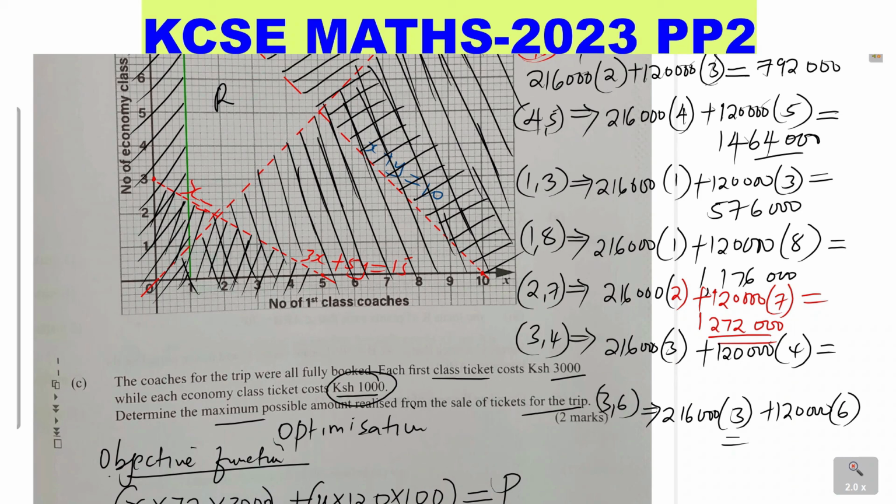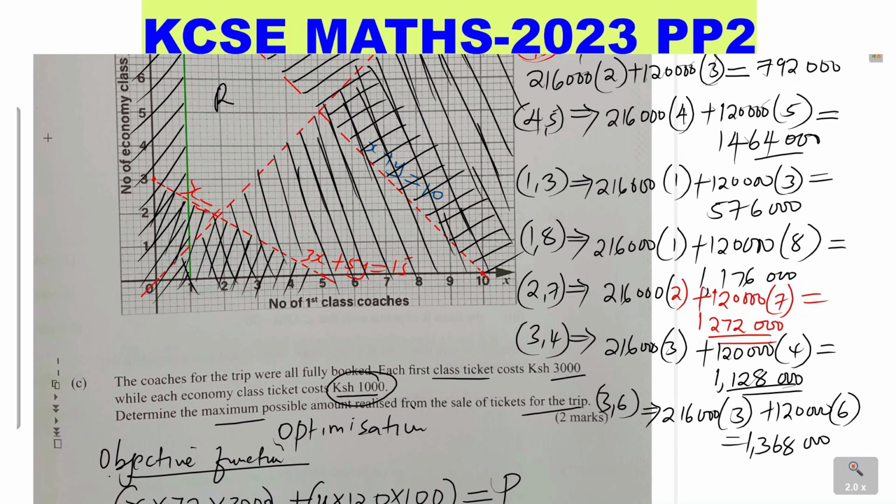So let's work out (3, 4). For (3, 4) you'll have 120,000 times 4. So that will give 1 million. So this will give 1,128,000. And then for (3, 6), plus 120,000, this is a 6. This is going to give 1,368,000. Now all these points are enough.